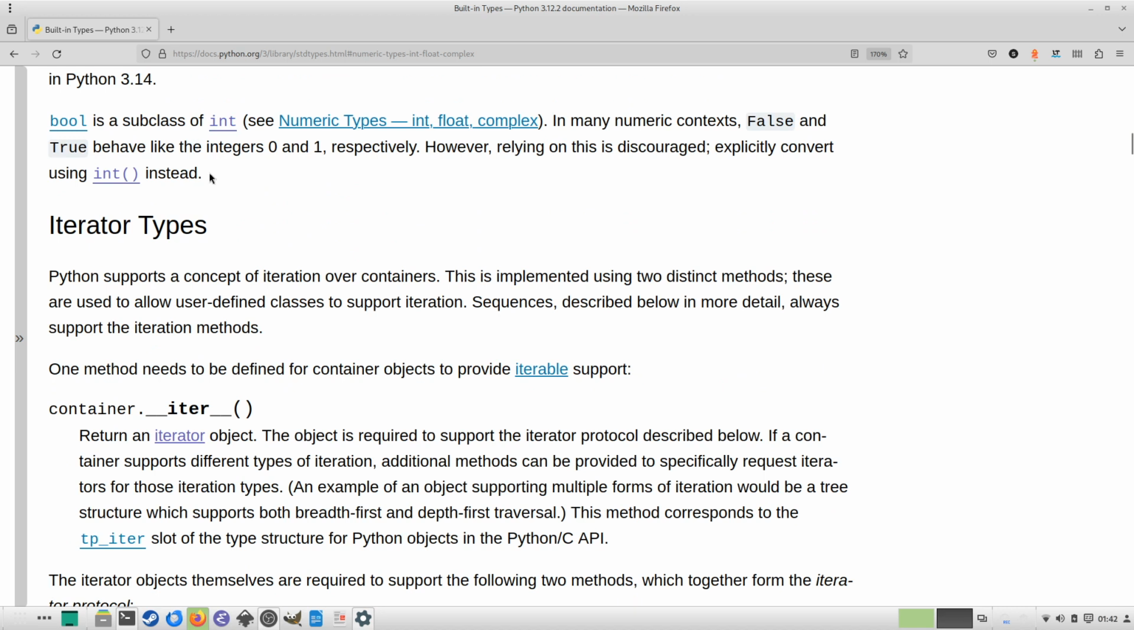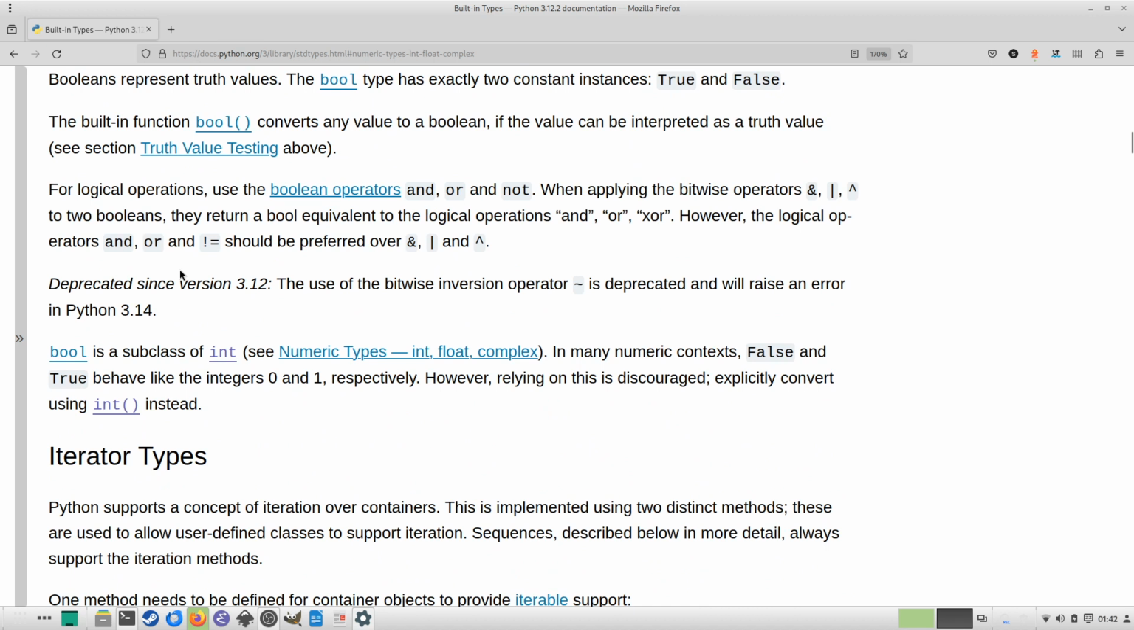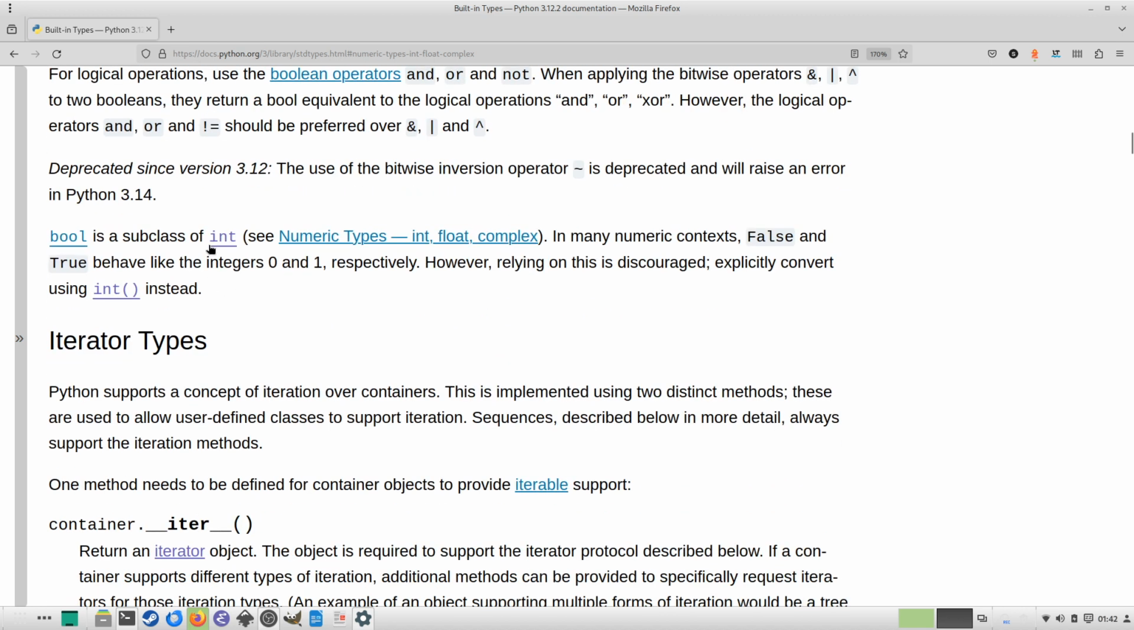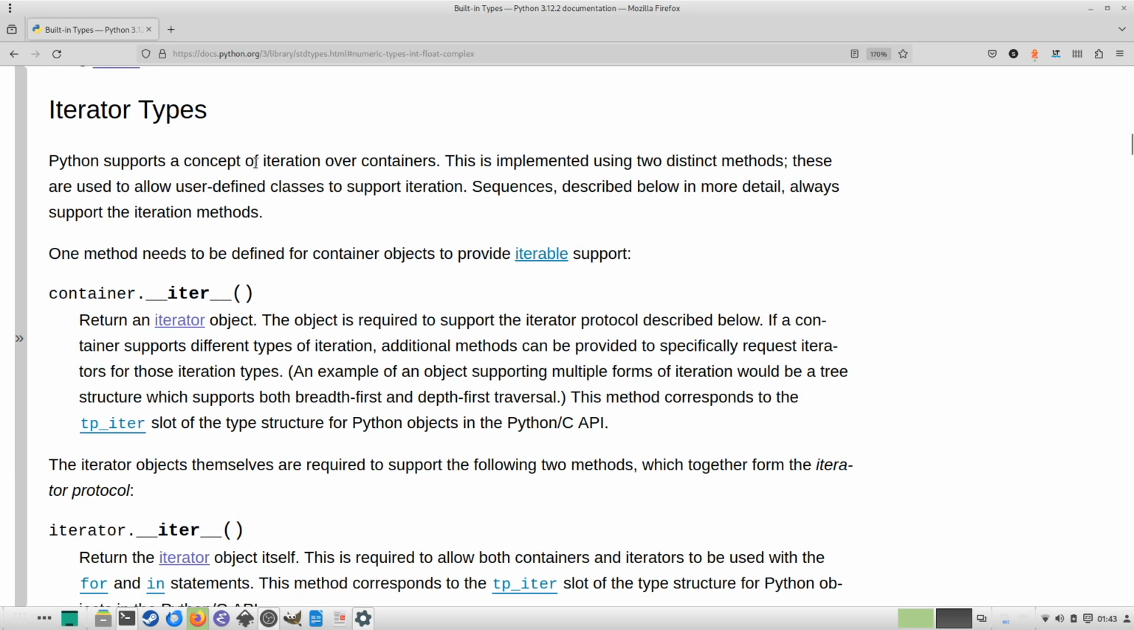Bool is a subclass of int. So this is deprecated, by the way, deprecated since 3.2. The use of the bitwise inversion operator is deprecated and will raise an error in Python 3.14. So tilde bitwise negation is no longer there. Bool is a subclass of int. See numeric types int, float, complex. In many numeric contexts, false and true behave like integers 0 and 1 respectively. However, relying on this is discouraged. Explicitly convert using int instead. So you should not treat booleans as 0 and 1.